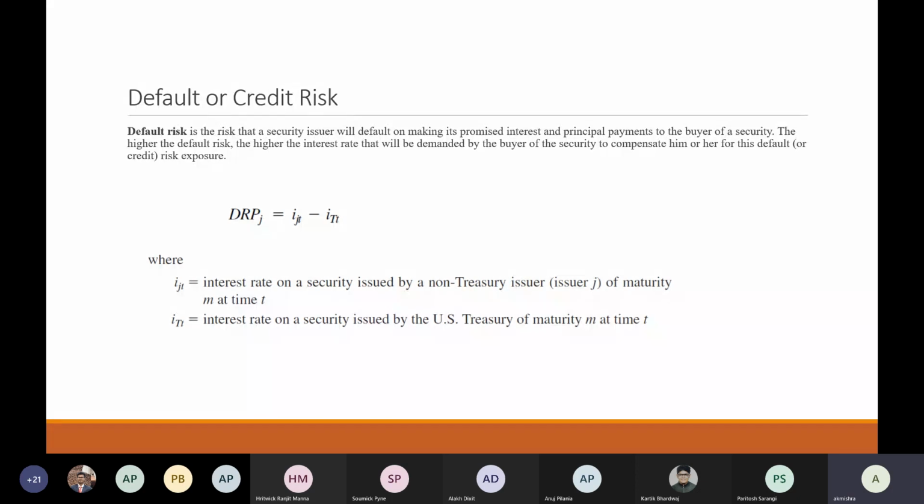Now, we have also talked about default risk, if you remember. So basically, what is default risk?